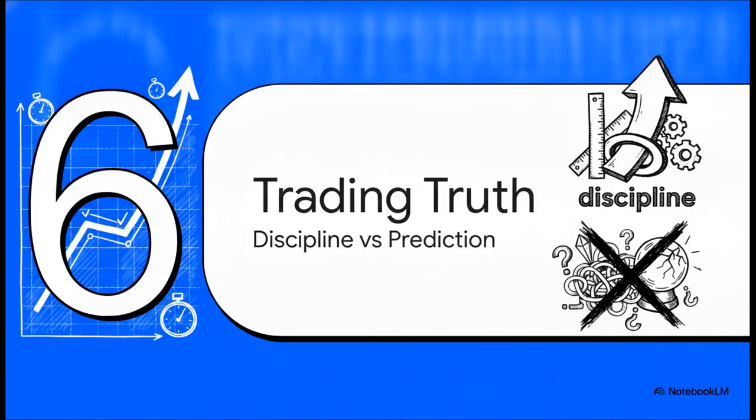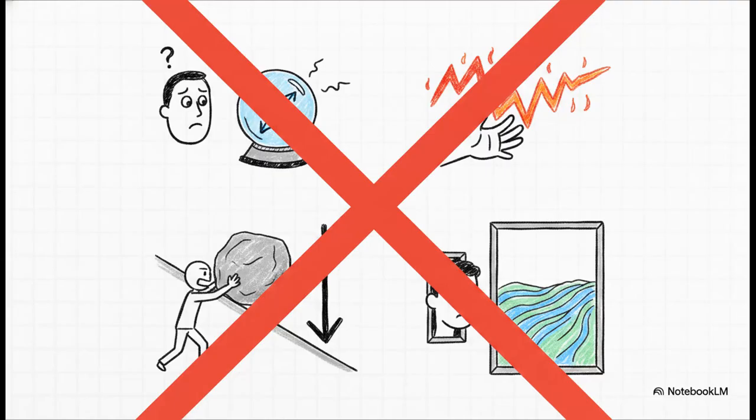Section 6, the ultimate trading truth, discipline over prediction. To wrap up this explainer, we really need to address the hard psychological reality of using these tools. Here are the biggest mistakes you've got to avoid. Number 1, treating moving averages like they're magical crystal balls. They don't predict the future, they only react to the past. Number 2, jumping into a trade the millisecond the price touches the line. Always wait for confirmation. Number 3, trying to be a hero and trading directly against the trend.